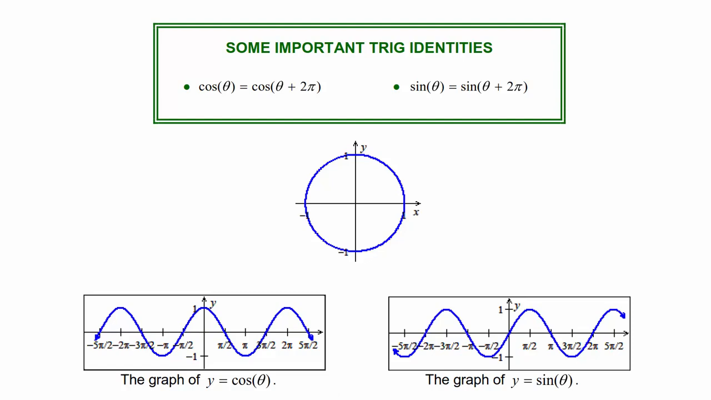The first one here we could start with, that cosine of theta equals cosine of theta plus 2 pi. The other identity is that the sine of theta equals the sine of theta plus 2 pi. And really this can be simplified down to the idea that theta and theta plus 2 pi are coterminal. So let's go ahead and draw a quick sketch of a situation that could be represented by this scenario.